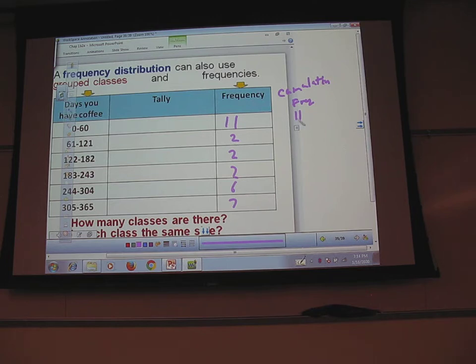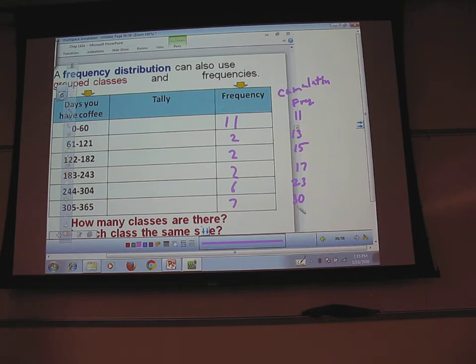13. 2 plus 11. How about this class? How many are in this class or above? So I take my 2, I had 13 before, add another 2, 15. How about this class? 17. 2 plus what came before, 17. Here, add those, 23, there, 30. Does that make sense? So that's cumulative frequency.